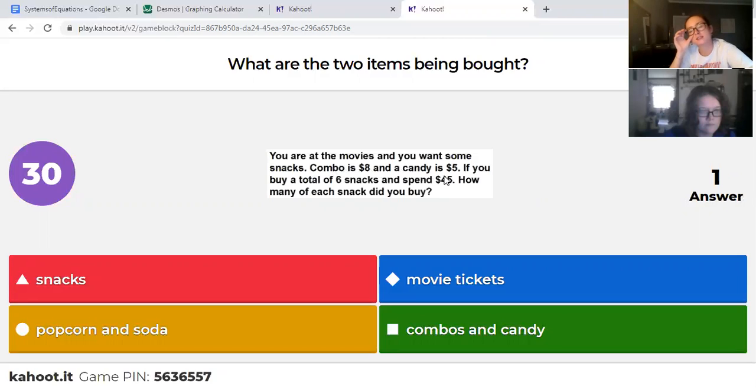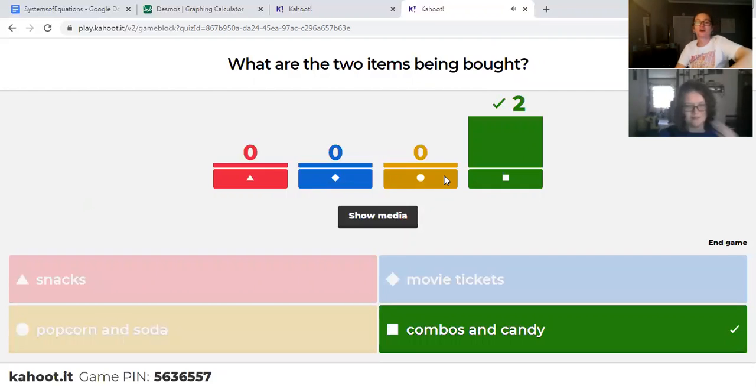Do you think that this is a system of equations here? Yeah, definitely a system. Okay, why do you think so? You bought a lot of snacks, and each snack cost a certain amount, and the combos you also bought, which were also a certain amount. Right. So it's gonna be a system of things. Considering I spent $45 on snacks and combos. Okay. So I do agree that they're selling combos and candy.